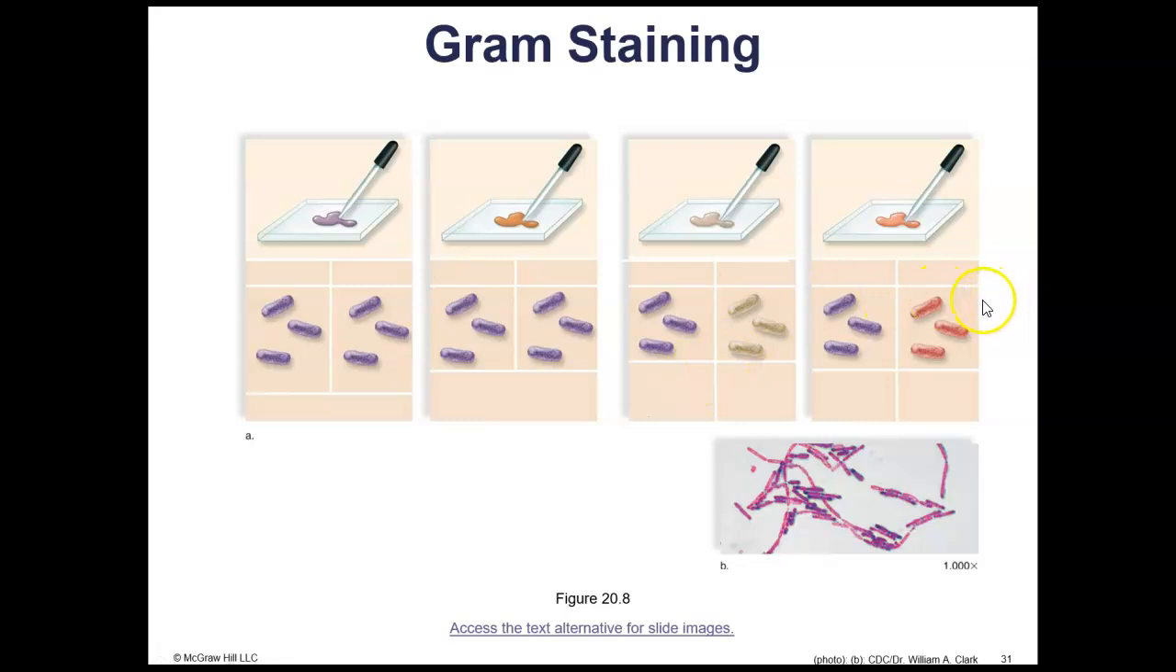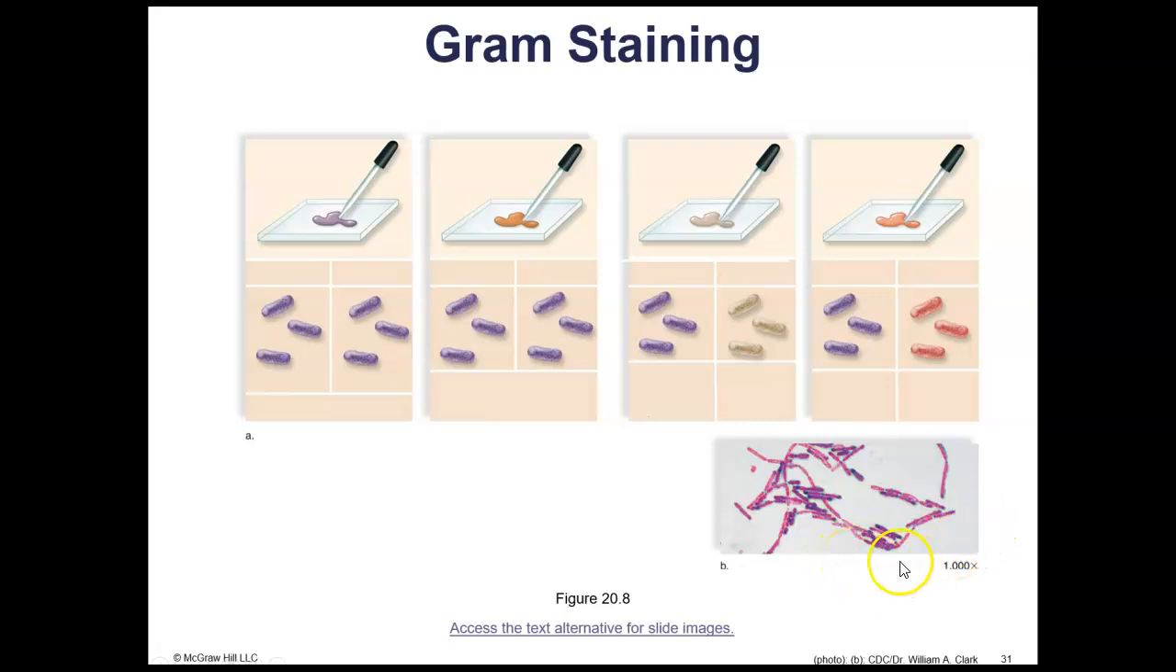Then we're going to do another type of stain called safranine, and that is a red stain, but under the microscope it makes these bacteria appear pink. So the pink bacteria we call Gram-negative, and we call the purple bacteria Gram-positive. And that's one way to start identifying bacteria.